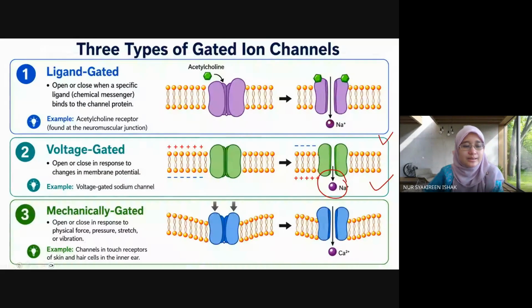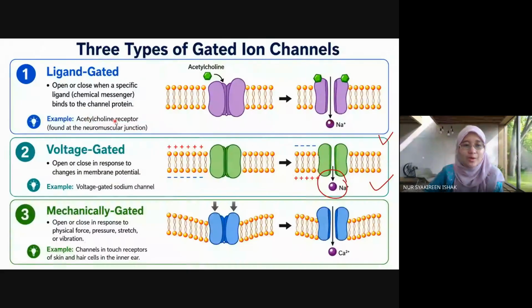So, same slide. Three types of gated ion channel, starting with ligand gated. An example here is acetylcholine. Acetylcholine is a type of chemical molecule, a ligand. It is a type of neurotransmitter. Initially, the ligand gated channel is closed. But if the acetylcholine binds to the receptor, it causes the ligand gated channel to open. Sodium enters into the cell.